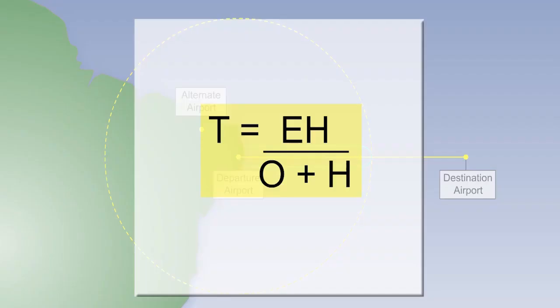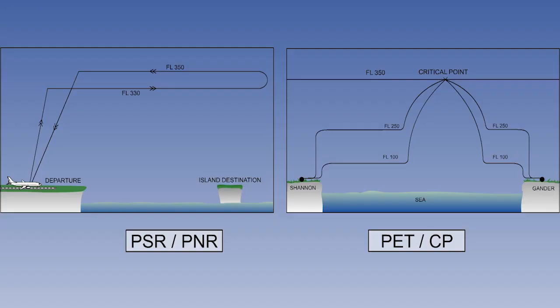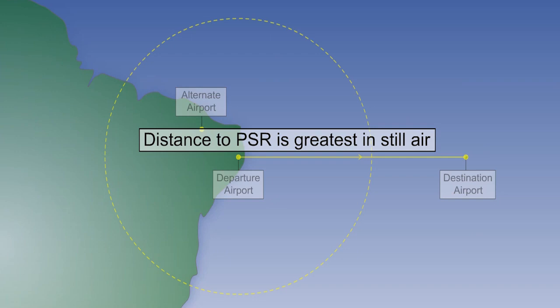The basic equation to find the time to the PSR is T equals EH over O plus H. Having found the time, the equation to find the distance is distance to the PSR is O times T. Despite the similarity of the formula used, it is a completely different case from point of equal time or critical point. The maximum range is always the still air case. Whether the component is head or tail, the effect of wind is always to reduce the distance to the point of safe return.